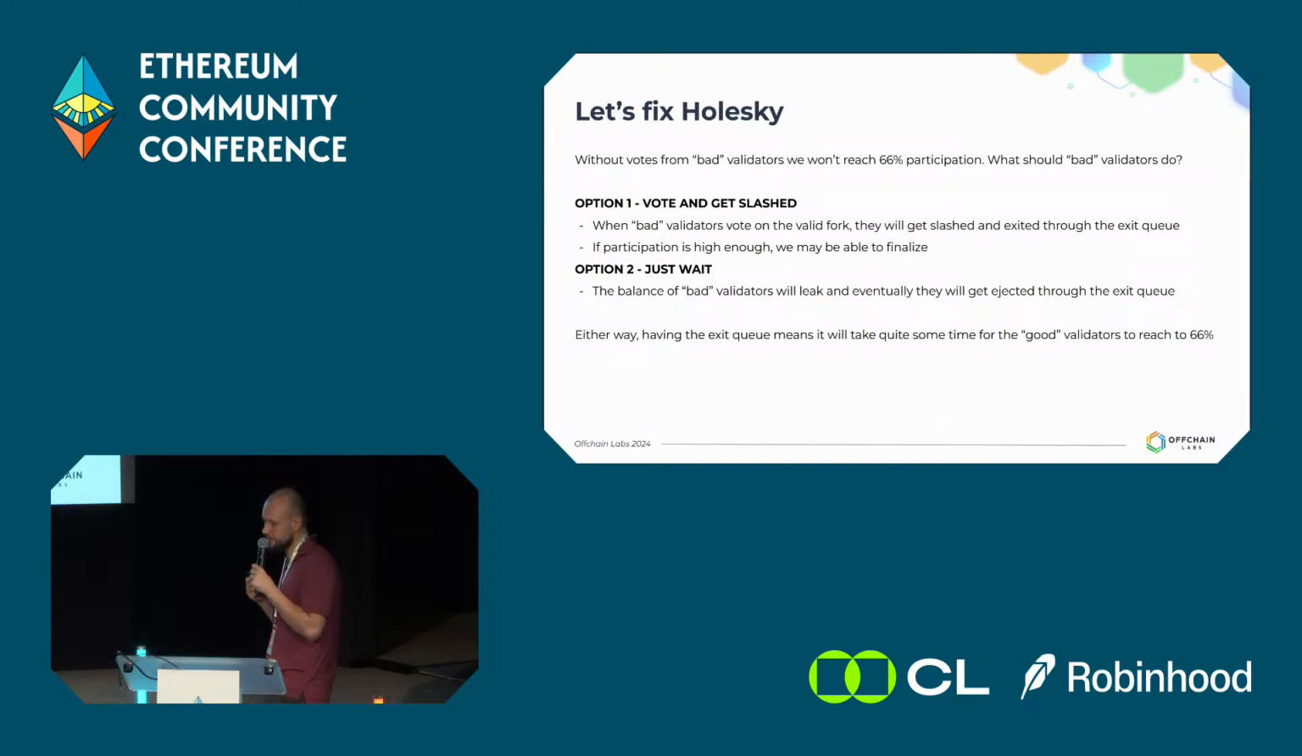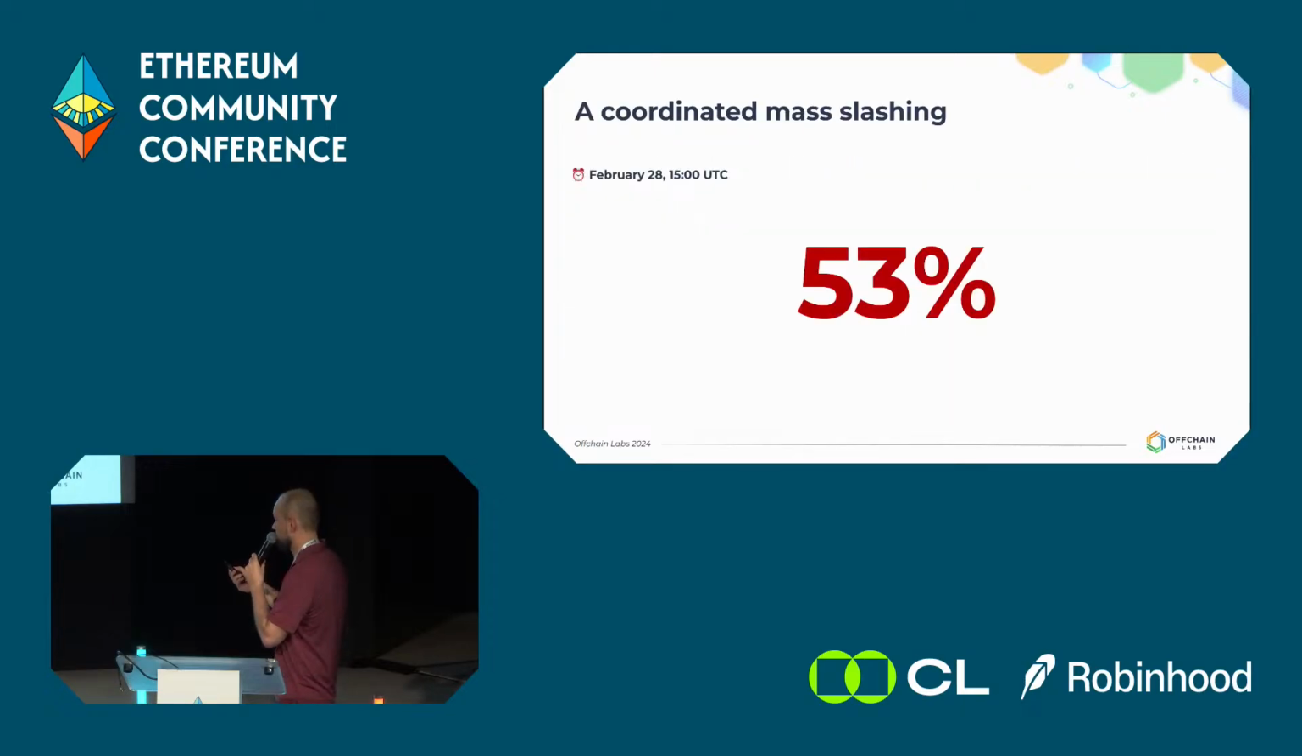So we got together, tried to coordinate this mass slashing, wanted to get to 66%, and got to 53. So unfortunately, this didn't work. And we kind of had no options left. We couldn't deposit new validators because there's a part of the specs saying that you need to have finalization after you deposit in order for the validator to become active, so we can't really deposit new validators when there's non-finality. And so, yeah, what now?